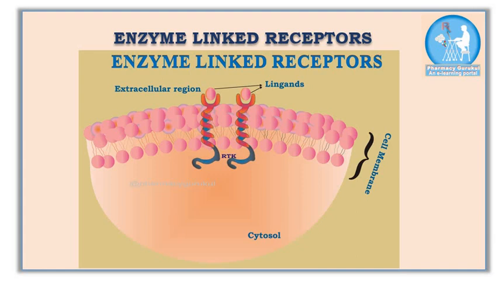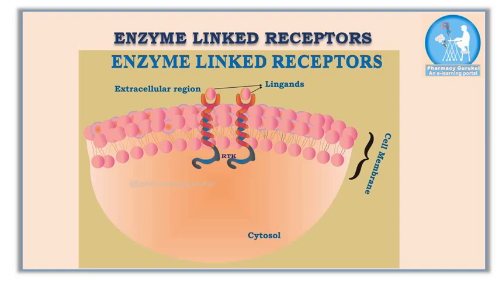They are also called transmembrane enzyme linked receptors because these receptors lie across the cell membrane. Hope these two terms I discussed for enzyme linked receptors are clear. So far you have learned why these receptors are called enzyme linked receptors or transmembrane enzyme linked receptors.